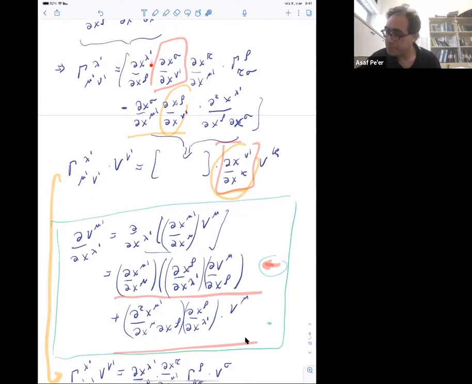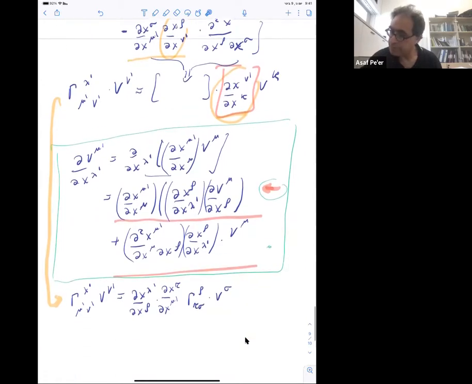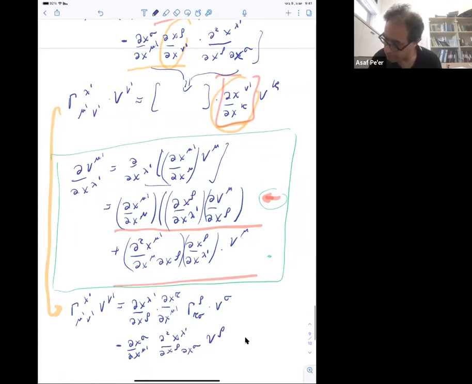I don't see my hands with delta sigma kappa. This gives me a delta sigma kappa times v kappa, so this is just v sigma. And then in the second line I have minus dx sigma over dx mu prime, d squared x lambda prime over dx rho dx sigma, and 0. So this is what I get from the equation I got here.